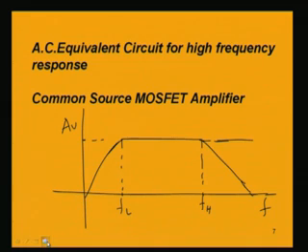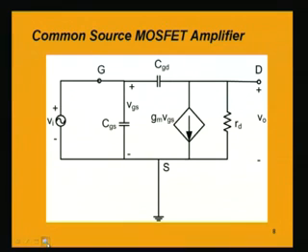So, if we now plug in this model into the amplifier circuit, draw the AC equivalent circuit, for example, for a common source MOSFET amplifier, then the AC equivalent circuit for common source MOSFET amplifier will be having these capacitances as shown here. For the timing, we are now ignoring the drain to body capacitance. Just for simplicity, we are showing these 2 capacitances.